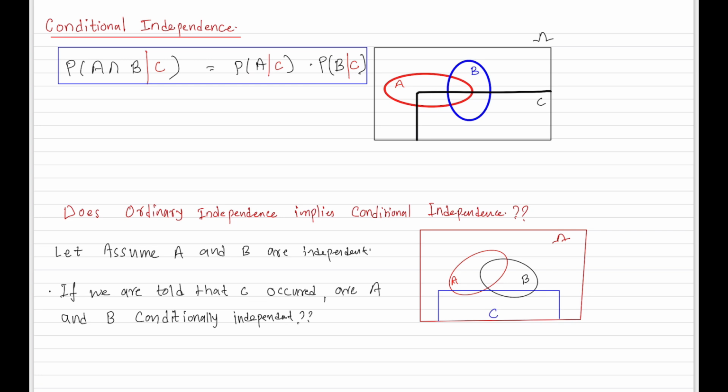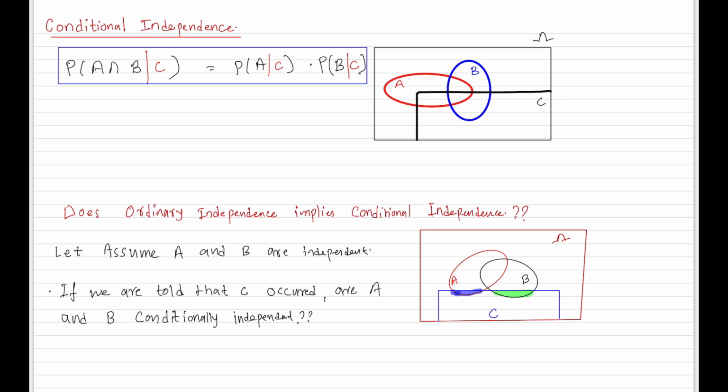Earlier your complete world was this. As soon as I am told that we are under this condition C, our space, our scope, has become smaller. Now you will look at events A and B under this evidence C. This is event A under the given condition C, and this is event B under the given condition C, right? If you look at these two events, the one in the blue part and the one in the green part, these two events are disjoint.